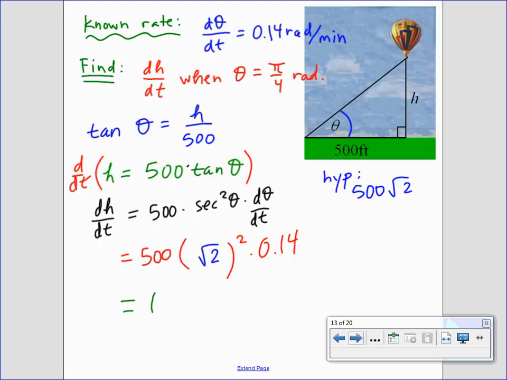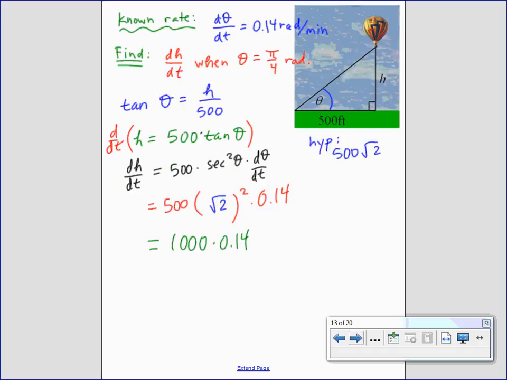So secant squared would be 2. So I'm getting 500 times 2 is 1,000 times 0.14. Worked out too nicely, right? Which equals what? 140. And a label? Feet per minute.